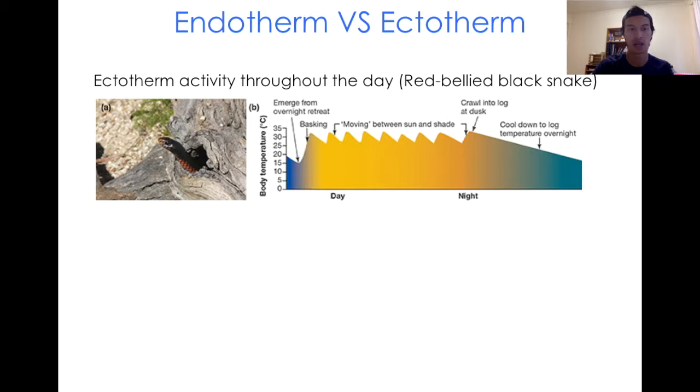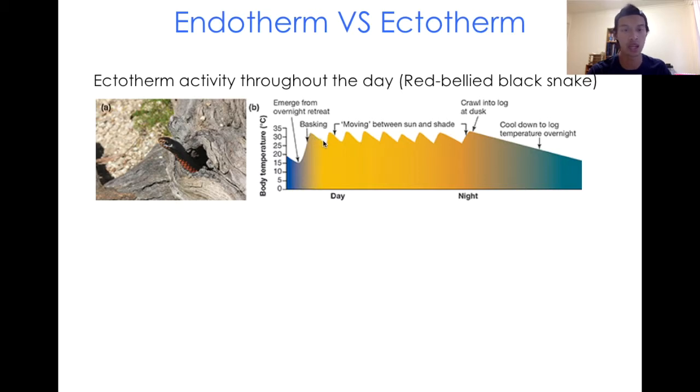You can see the red-bellied black snake is an ectotherm, and this is the pattern of its energy levels throughout the day and throughout the night. You can see there at the start of the day, it will retreat, and then in the morning it will go to a location where it can bask in the sunlight, allowing its body temperature to increase. And what the snake will do is that initial heat energy will then allow it to do whatever it wants throughout the day.